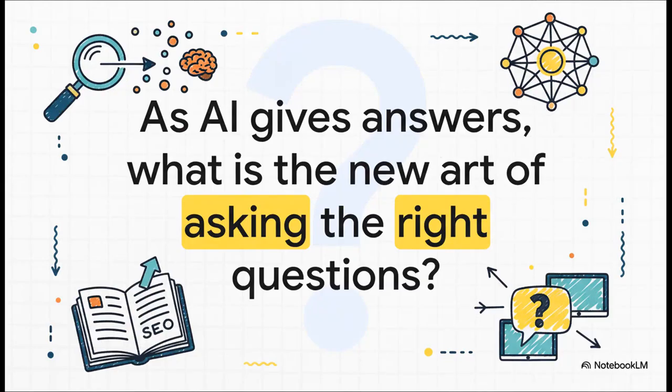And this leaves us with a final and pretty fascinating question. For decades, the key skill was finding the right needle of information in a giant haystack of data. But as AI gets better and better at just giving us the answers directly, the most important skill is about to change. The new frontier isn't going to be about finding the answer, but about mastering the art of asking the perfect question.